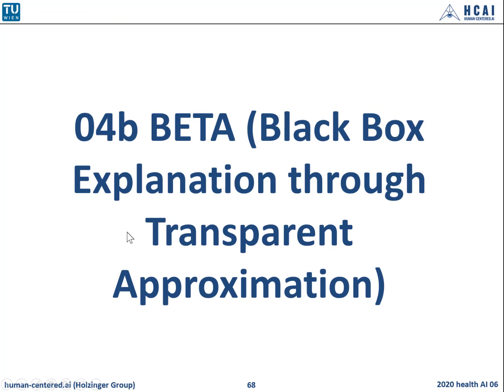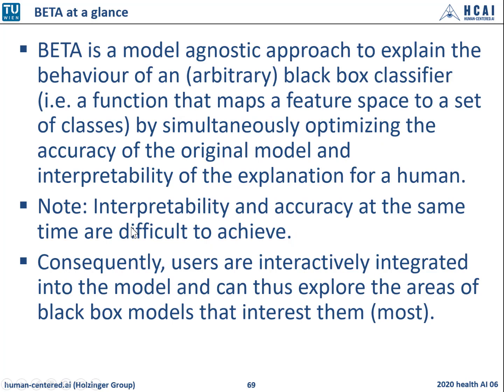So let's proceed with BETA, Black Box Explanation through Transparent Approximation. This is a classical work, BETA. It is a model agnostic approach to explain the behavior of an arbitrary black box classifier. Interpretability and accuracy at the same time are difficult to achieve, we have already heard that. Consequently, users are interactively integrated into the model and can thus explore the areas of the black box model that interest them most. So this is a typical human in the loop approach, and this gains enormous interest because the human has a very good understanding, because he has a lot of previous knowledge and has this contextual understanding which is missing in artificial systems. So this is quite good.